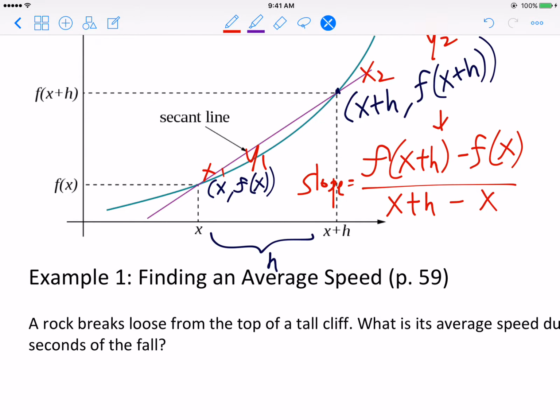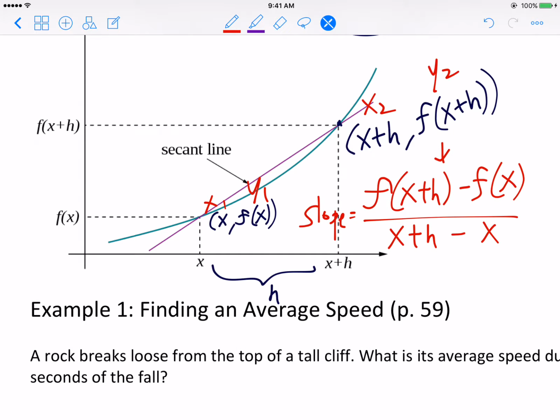We also call this the slope of the secant line, the line that passes through the curve at 2 points. When you simplify, this becomes f of x plus h minus f of x all over h, because your x's cancel out. You're left with h, and there we have it: f of x plus h minus f of x all over h.